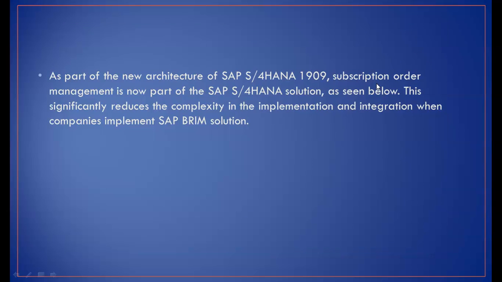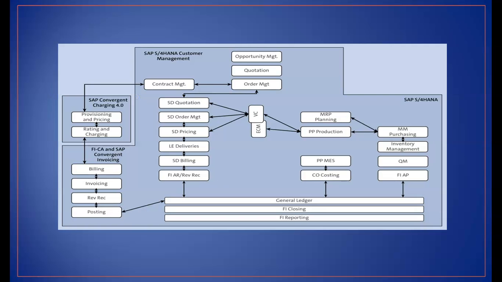As part of the new architecture of SAP S4 HANA 1909, Subscription Order Management is now part of the S4 HANA solution, as we will be seeing. This significantly reduces the complexity of the implementation and integration when companies implement the SAP BRIM solution. So we've got a lot of things covered internally in S4 HANA Customer Management. If you see here, the S4 HANA Customer Management includes everything other than SAP Convergent Charging. Everything else is included as a part of the S4 HANA offering.